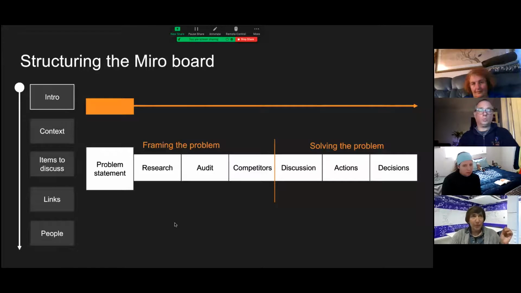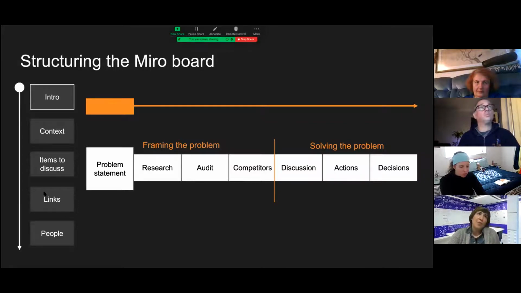Before I started to get people using the board, it was important to structure it in a way that would be easier for people to understand where to look. What I'm showing here is a representation of how I structure the Miro board. There are two different ways of reading it. From the top to the bottom, this white line, is a way of helping people onboard on the use of the board.